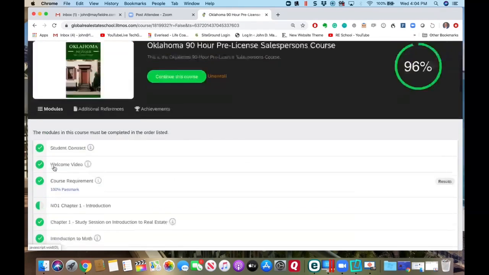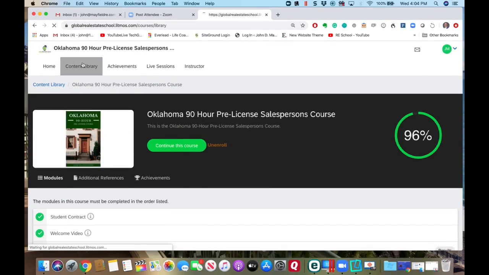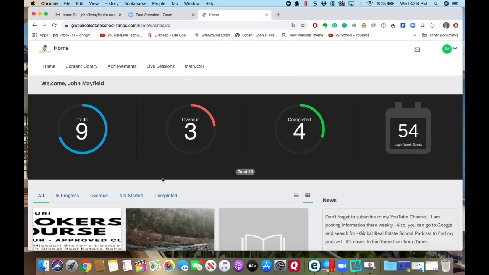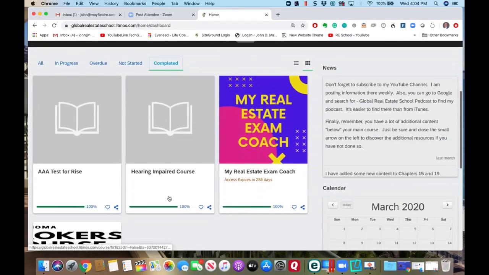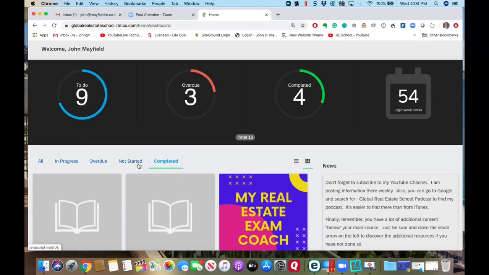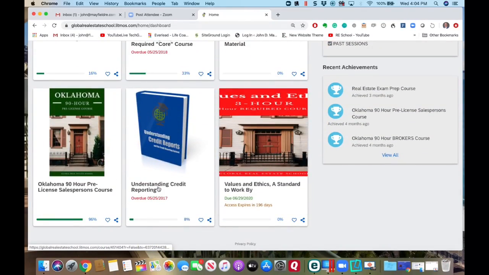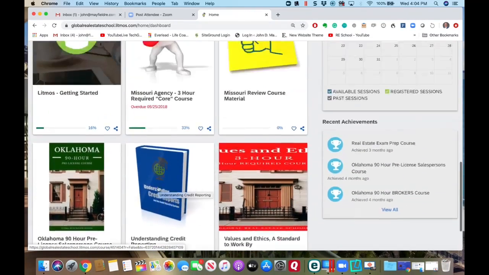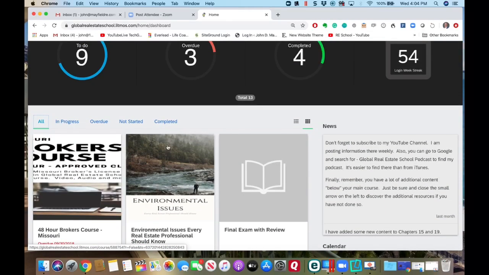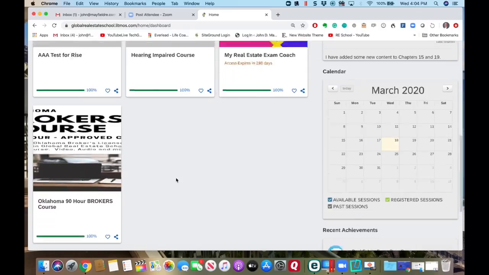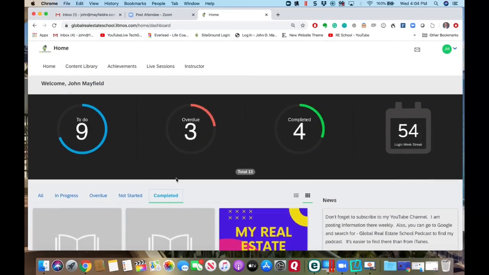I'm in the wrong place. Let me go back out here to my content library. I always say go up here to the home button at the top left corner. A lot of my stuff is showing under completed. Let me look here. My apologies. That's the course. I wanted to go into the learning path, and I may have to go out, and give me just 1 second here.